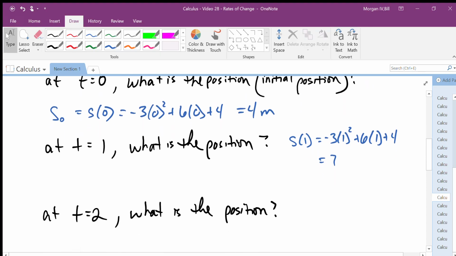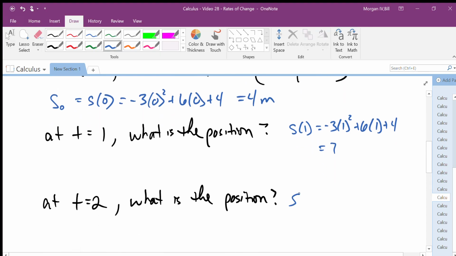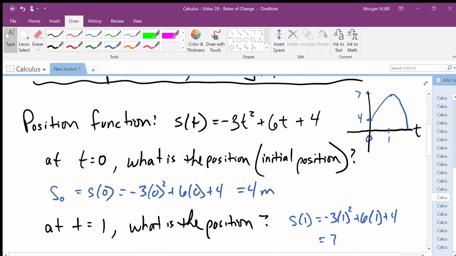We can do 2. S of 2 is negative 3 times 2 squared plus 6 times 2 plus 4. We get 4, negative 12 plus 12 is 0, plus 4 is again 4. So at time equals 2, we are right back at a height of 4. Okay, so that's the position graph.